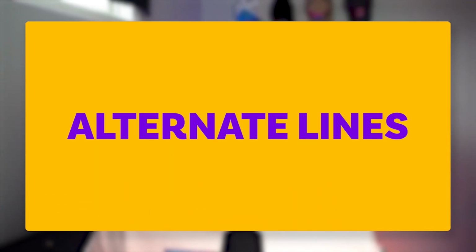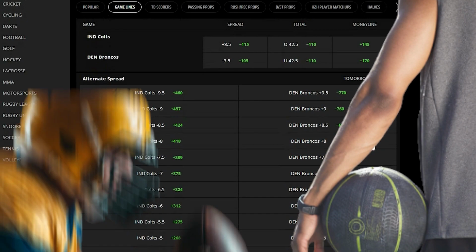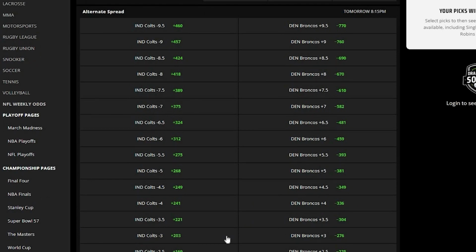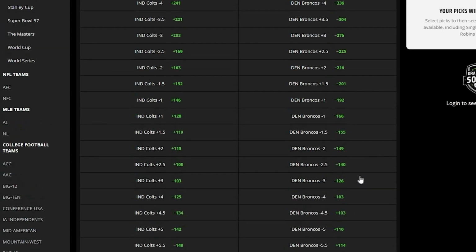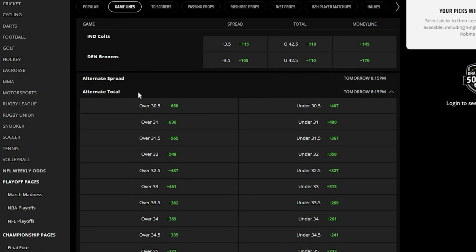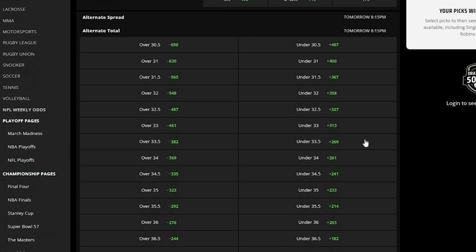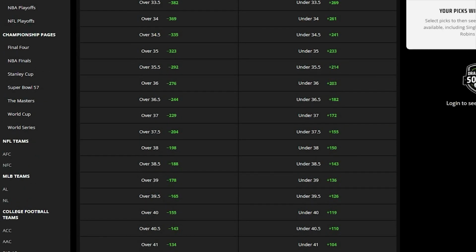What are alternate lines? Odds that are higher or lower than the main posted line, common with point spread and game total betting in basketball and football. Sometimes you'll hear a sports bettor say they want to get a better line than what's currently posted. So say a team is -3.5 and they don't think they're going to win by 3.5 because, again, to cover the point spread, they have to win by at least 3.5. Maybe they'll adjust the line, saying, oh, I think they're going to win by 3. So now I want to take that team -2.5 instead of -3.5. But to do this, it's going to cost you something because it's an easier bet to hit. So you get worse odds, so you make less money if it hits.